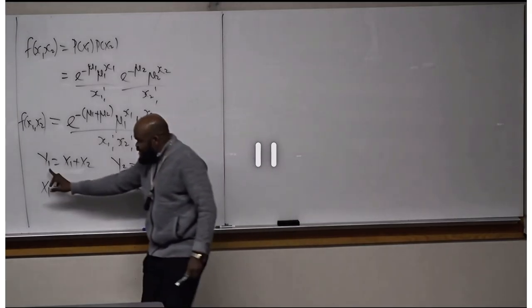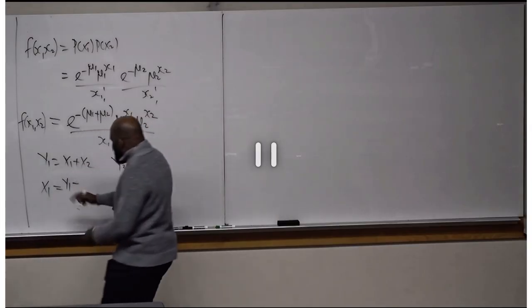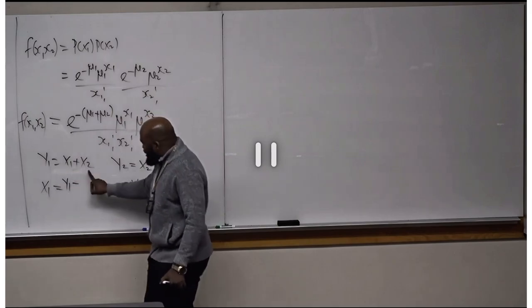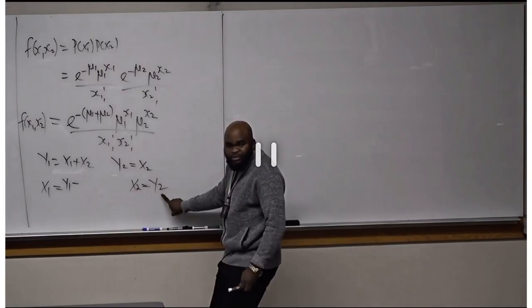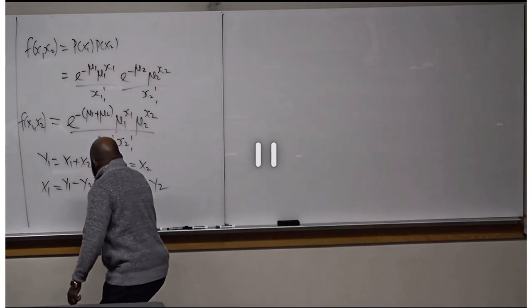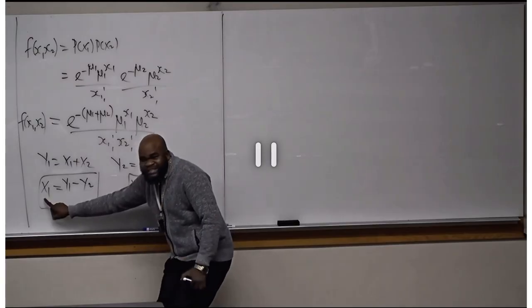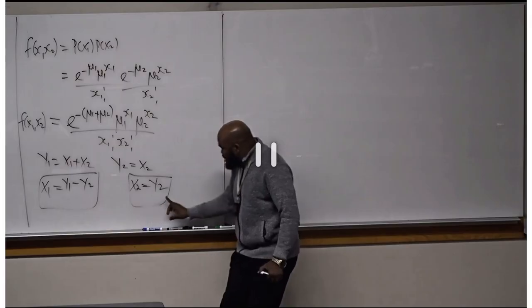Okay, now I've solved for S2, right? I need to solve for X1, right? If I want to solve for X1, it's going to be Y1 minus S2. But I'm not going to write S2. What is S2? Y2. Can you see that? What has happened now is I've been able to express X1 in terms of Y1, Y2, and S2 in terms of Y1, Y2.